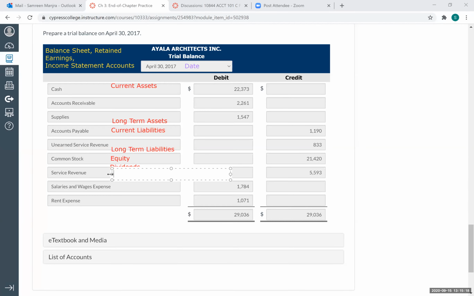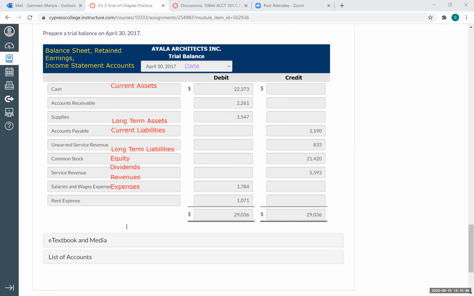Last, we would include accounts that are on the income statement. So we will have our revenues. And then we would include in our expenses in the same order that we would present them on the income statement. So this is the basic order for the trial balance. I recommend looking at the textbook for illustrations when you have more accounts than what we have in this problem.